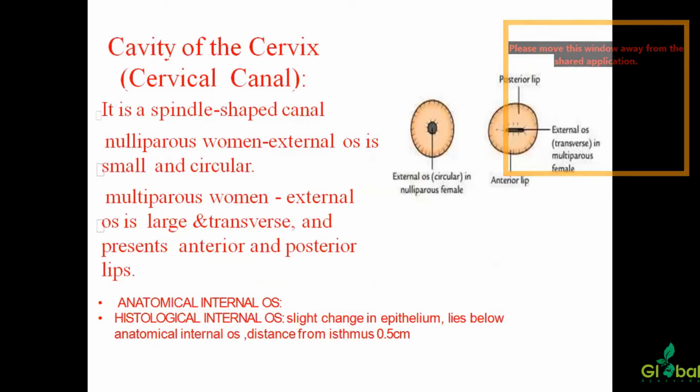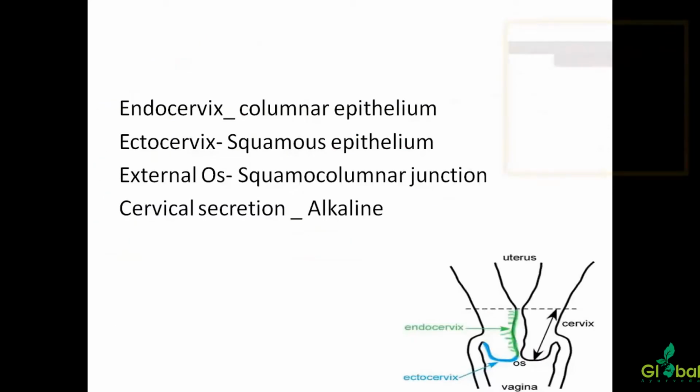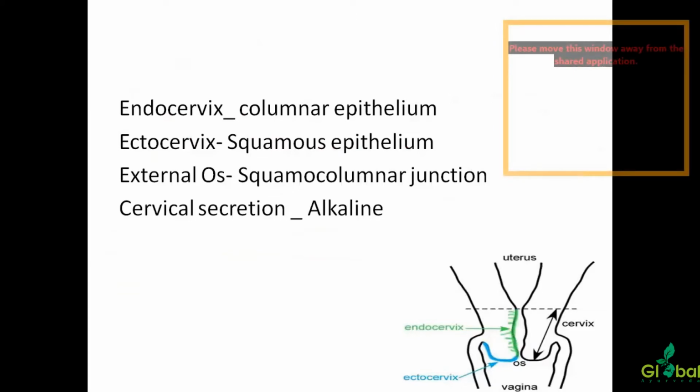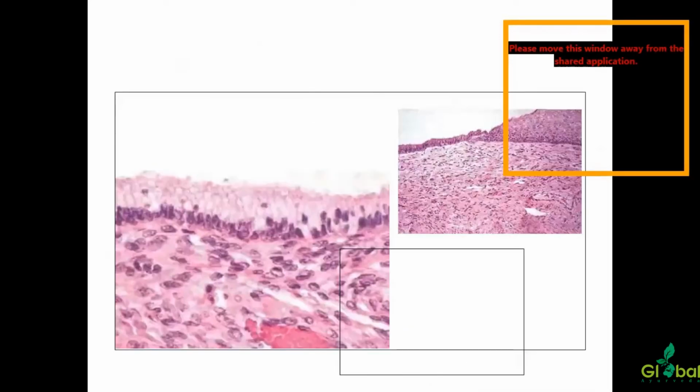In a nulliparous woman, the external os is small and circular. In a multiparous woman, it is large and transverse. Okay, then coming to the endocervix, this is lined by columnar epithelium, the ectocervix by squamous epithelium, then the squamo-columnar junction. This is seen at the external os, and cervical secretion is normally alkaline.